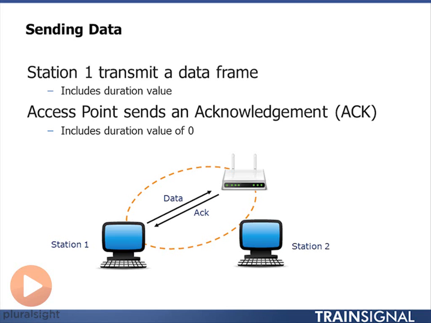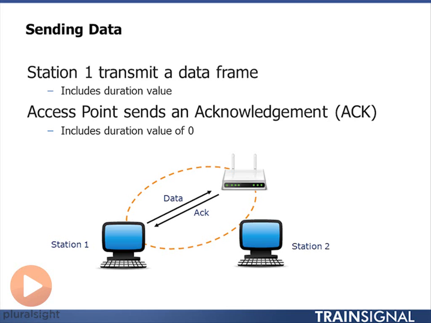Anybody connected to the access point hearing that acknowledgement will then set their NAV back to 0, in which case they will then say, okay, is the physical medium free? Oh my goodness, it is. Is my NAV 0? Oh yes, it is. So therefore I wait a random back-off period, and if during that time the medium is still free, I can go ahead and send some data.